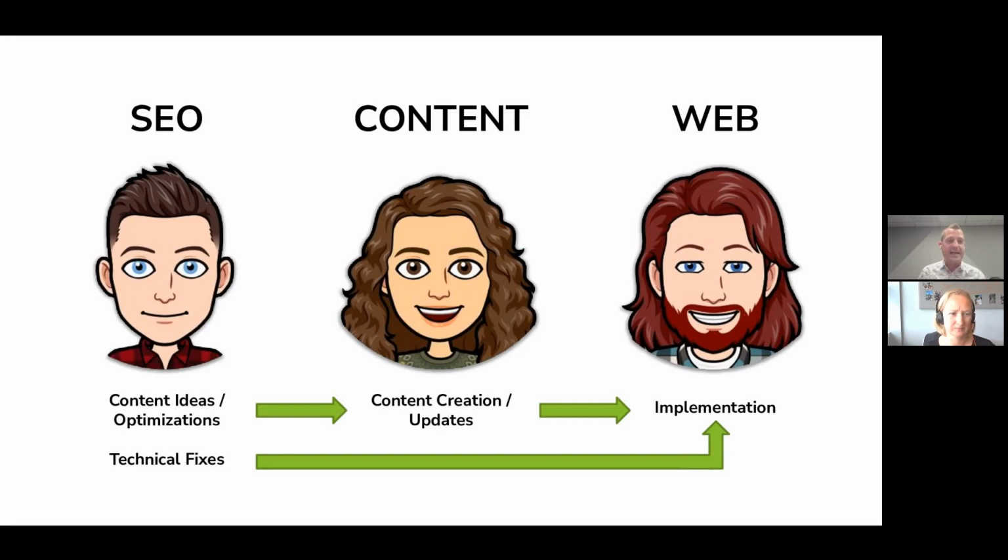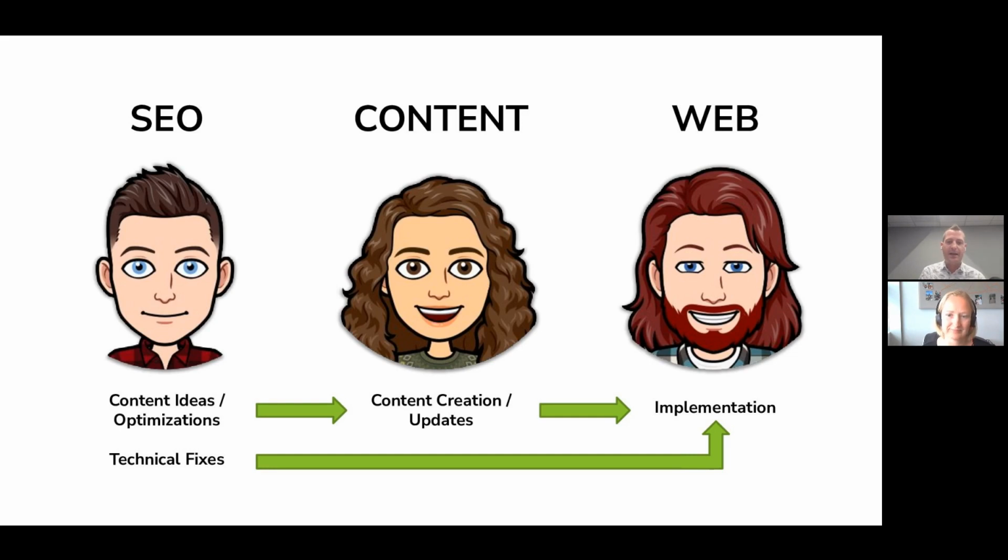So when you're looking at that, you're thinking like those 3 entities, right? SEO is typically responsible for content ideas, optimizations, figuring out what technical fixes need to happen. Content is about content creation, updates, and ultimately the web team, dev team, IT team, whatever you call it within your company, they're responsible for the implementation. But the problem is these teams don't talk to one another, right?